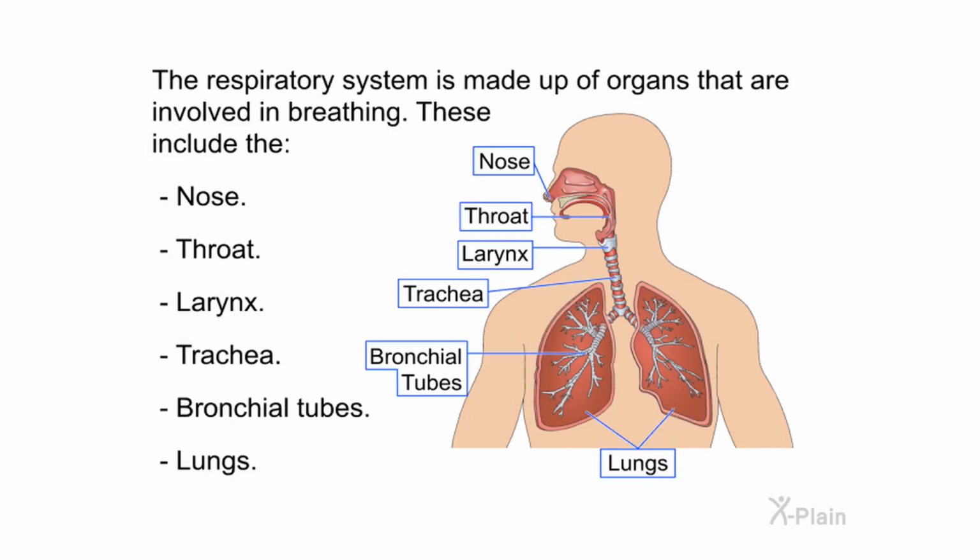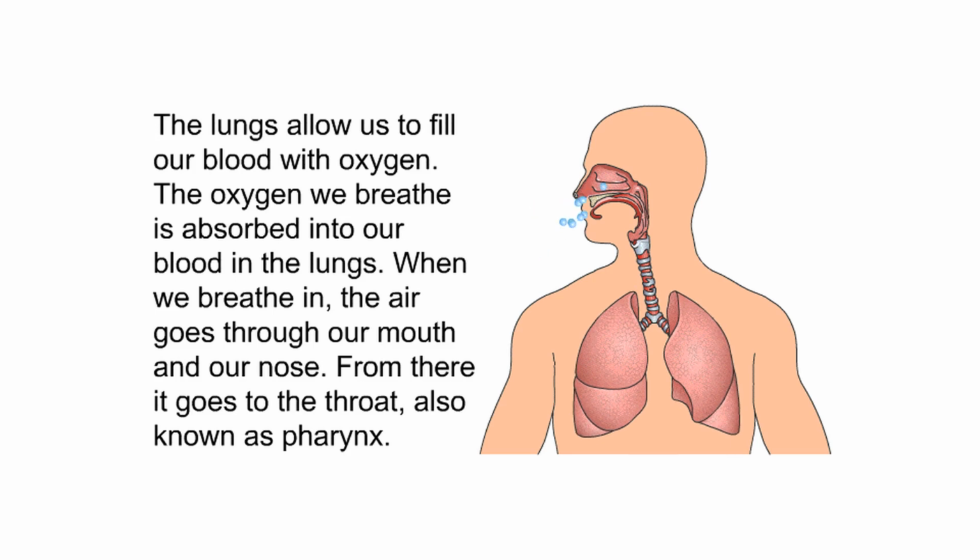The respiratory system is made up of organs that are involved in breathing. These include the nose, throat, larynx, trachea, bronchial tubes, and lungs. The lungs allow us to fill our blood with oxygen. The oxygen we breathe is absorbed into our blood in the lungs. When we breathe in, the air goes through our mouth and our nose. From there it goes to the throat, also known as pharynx.